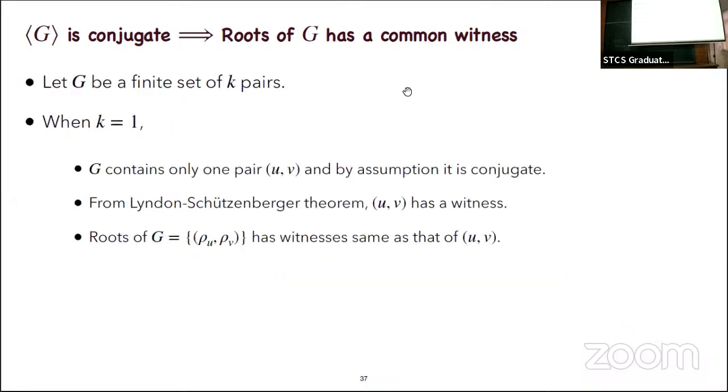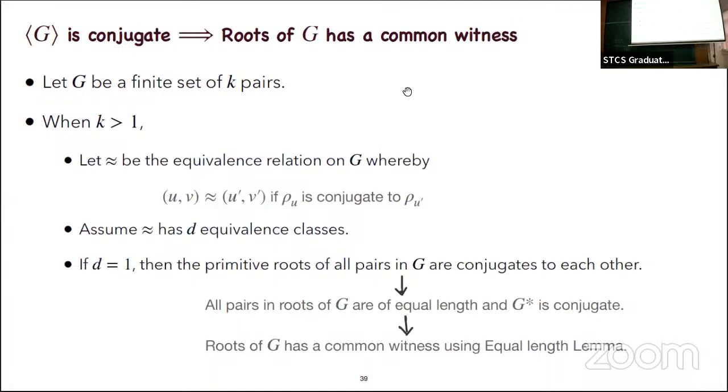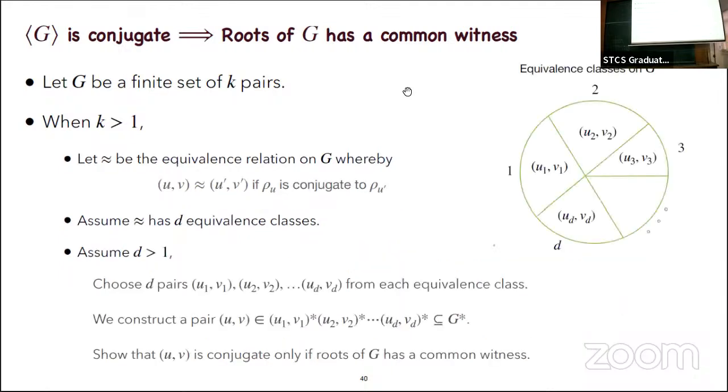So this is the idea. Imagine you have some d pairs, u1, v1, up to ud, vd. You consider this word u1 star, v1 star, u2 star, v2 star, up to ud star, vd star. It's a long word, a lot of u1s, a lot of u2s, a lot of u3s. Now the cut happens somewhere. When the cut happens somewhere, it will start matching.